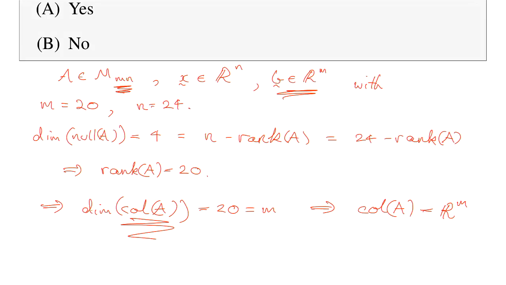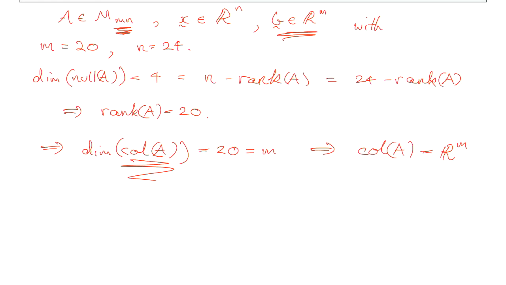So what do I know? It's consistent, right? So we showed on Tuesday that a linear system AX equals B is consistent if and only if the right-hand side lives in the column space. So if you know the column space is Rm, you know the system's always consistent.